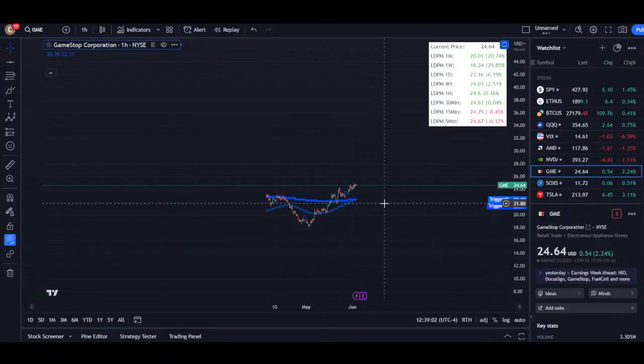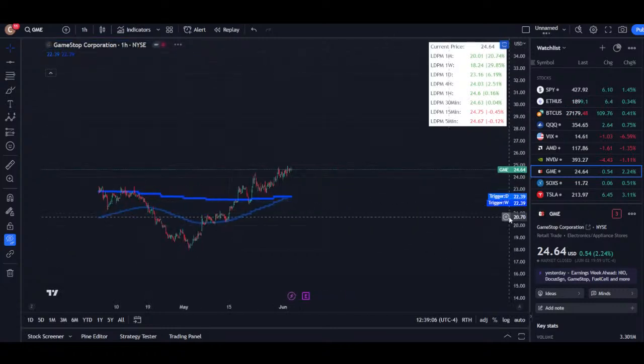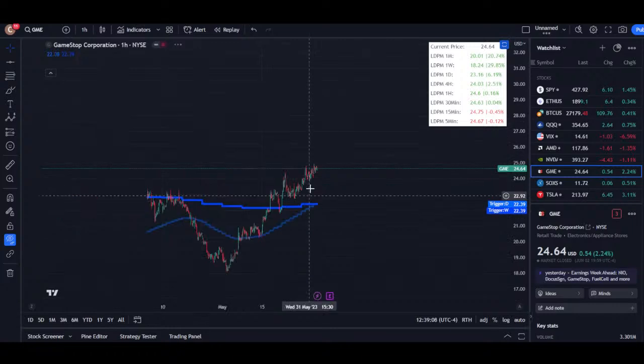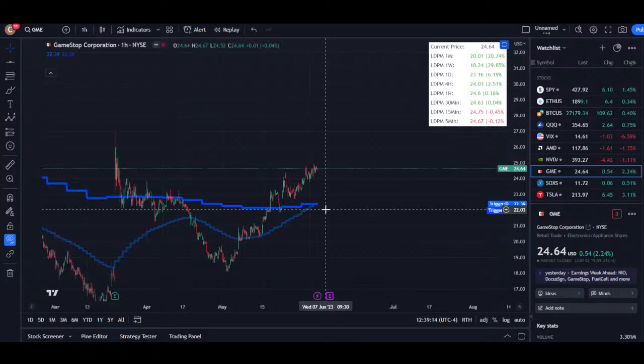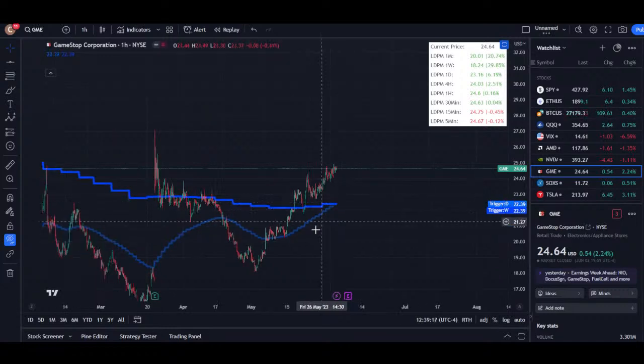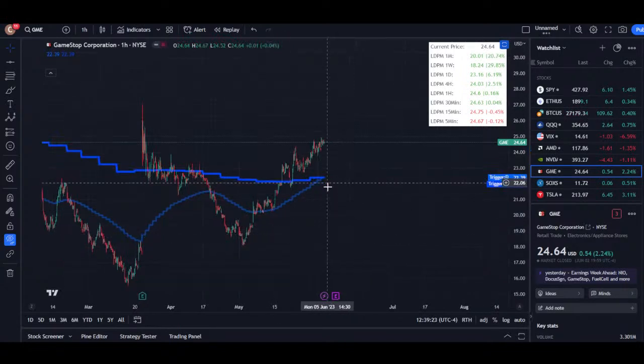So if the market really interprets the GME earnings bearishly and price smashes down through here, then we might be in for a little bit of pain. Again, you need the cross to confirm. If the daily trigger rejects off the weekly trigger, that's really bad, and we might be in for more bearishness.